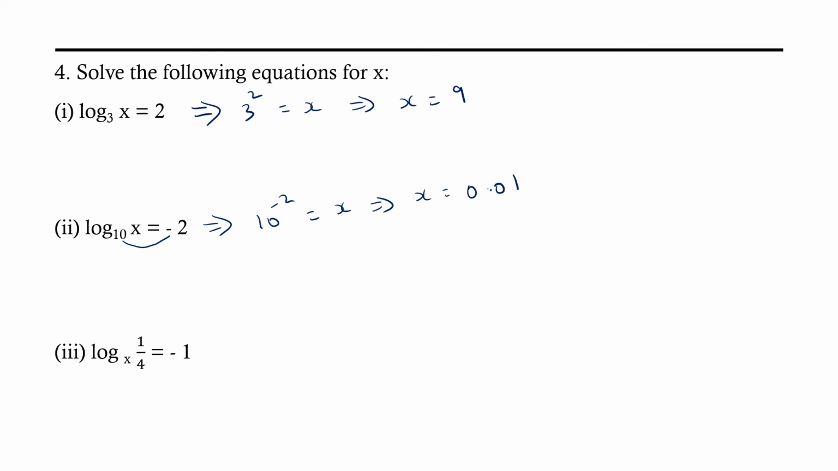The next question, log 1 by 4 to the base x is equal to minus 1. So from this we can write x raised to minus 1 is equal to 1 by 4, or we have x raised to minus 1 is equal to 4 raised to minus 1. So from this we can see that x is equal to 4.